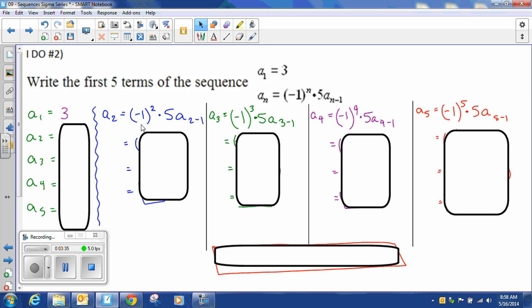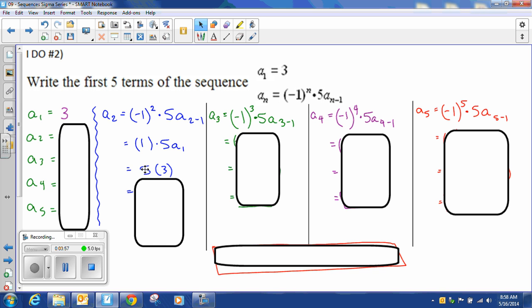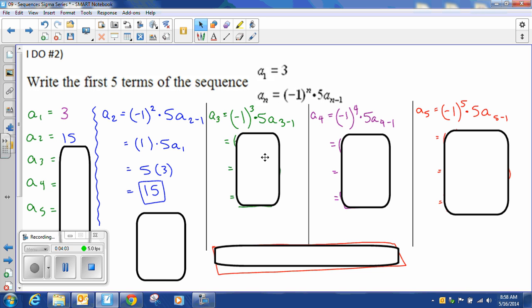So a sub 2 equals negative 1 to the second power times 5 times a sub 2 minus 1. A sub 2 minus 1 is just a sub 1. And negative 1 squared is positive 1. So 1 times 5 times a sub 1, which is really just 3, right? A sub 1 is 3, so we'll substitute 3 in for a sub 1. 1 times 5 is 5, and 5 times 3 is 15. So our second term is 15.